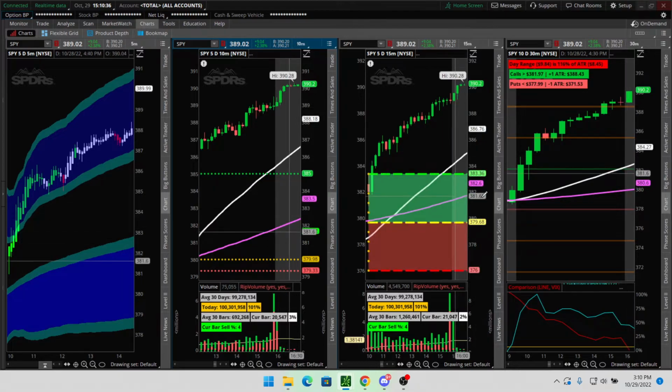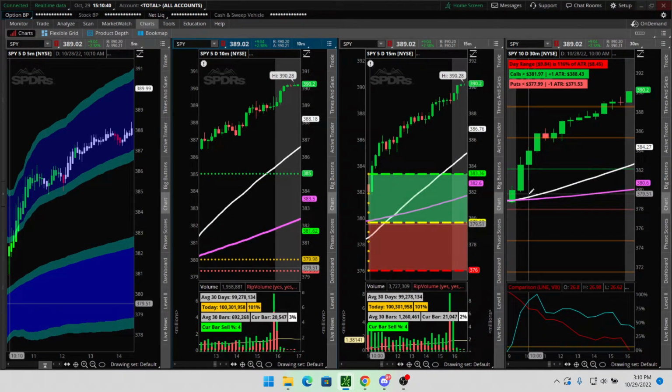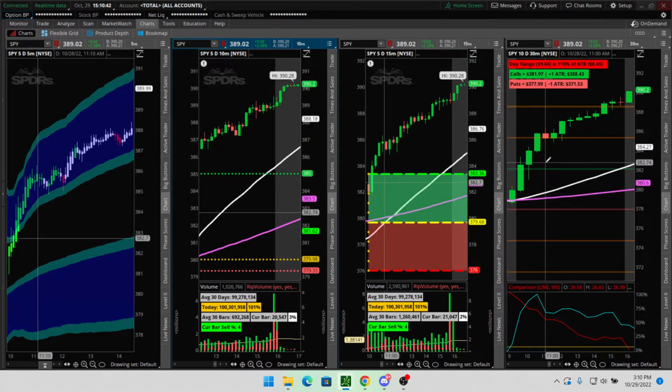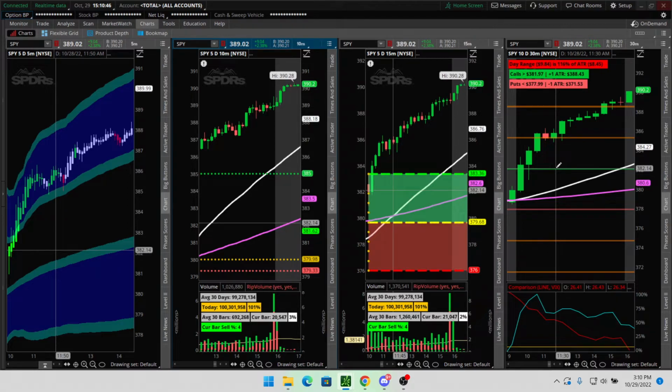Same EMAs, 50 and 200, now on my 30-minute. And as we look here on the 30-minute, these horizontal lines that you see on the screen come from Sadie's study. Sadie has his own Twitter and his own website. He's a very intelligent trader that has plotted out some ATR and fib levels that go into this study. This comes straight from his offering, and it's a great study.